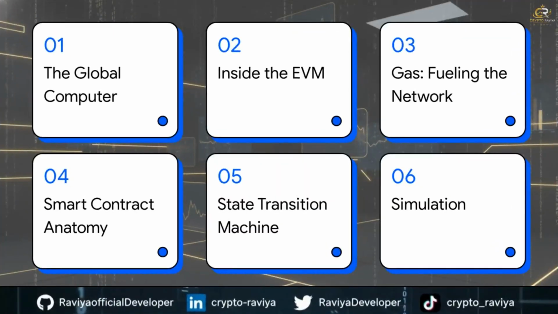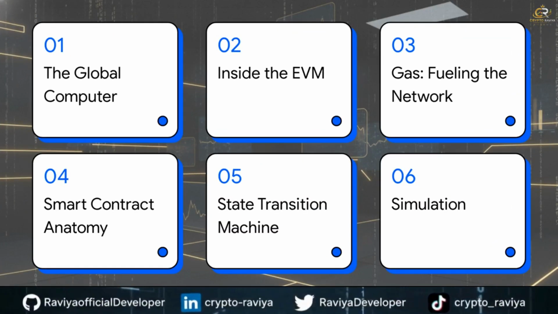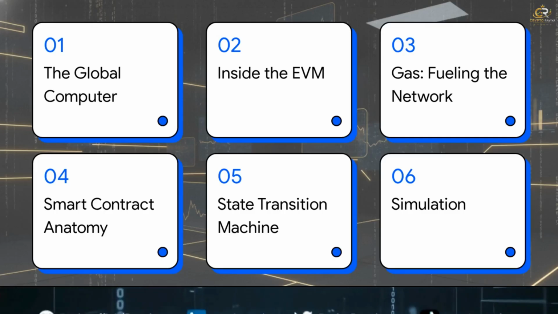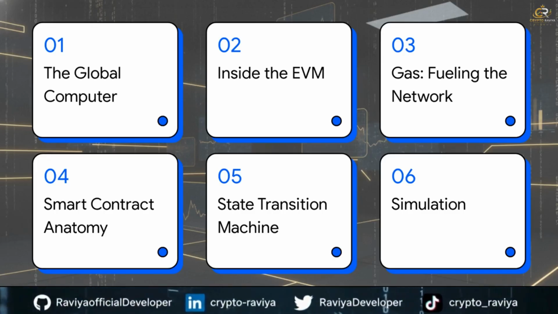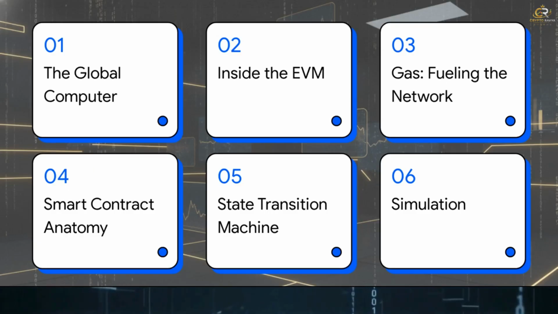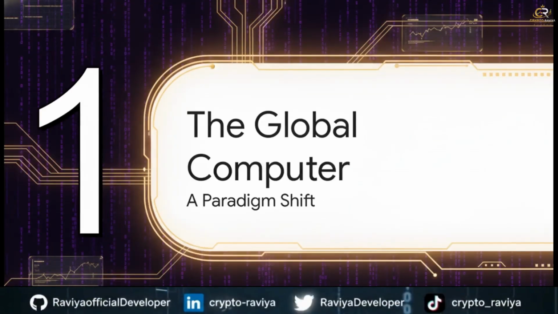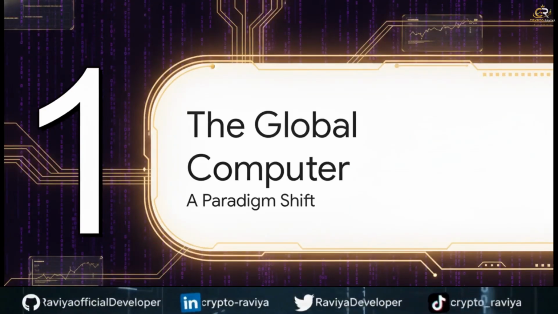Here's our agenda for today. We'll be hitting 6 key areas: the global programmable computer, inside the EVM, gas, the anatomy of smart contracts, the state transition machine, and finally, we'll actually simulate a smart contract. All right, let's kick things off with Section 1, the global programmable computer.